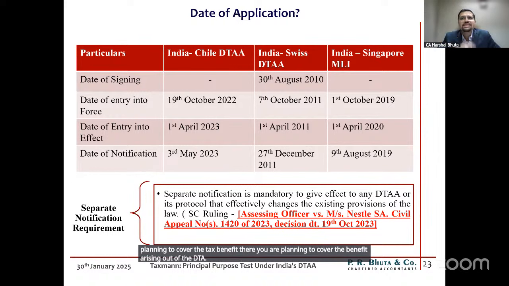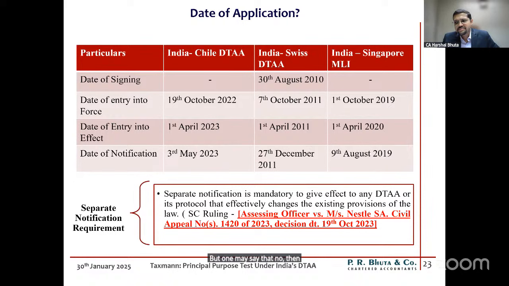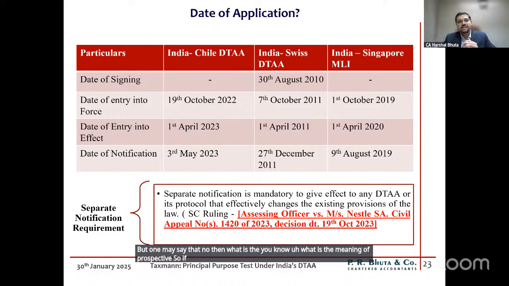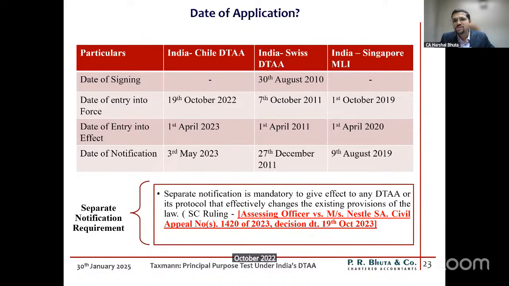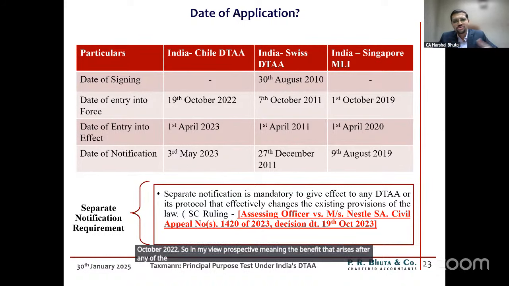But one may say that no, then what is the meaning of prospective? If you say that any benefit arising as on today will get covered, then what is the meaning of prospective from 19th October 2022? So in my view, prospective means the benefit that arises after any of the dates that you can consider here, and not before that.